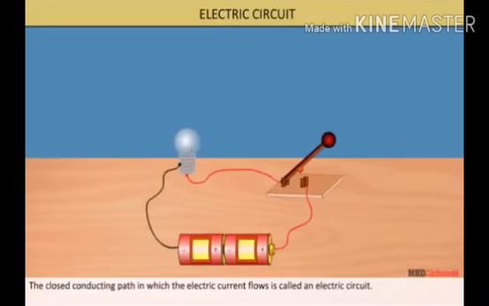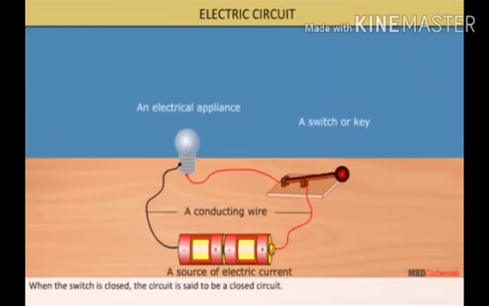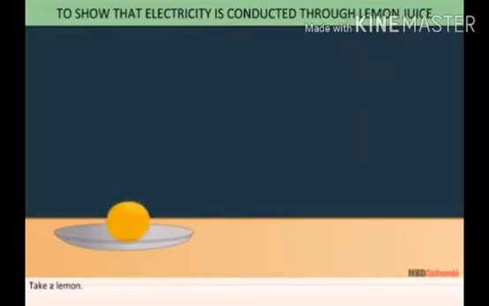Electric circuit. The closed conducting path in which the electric current flows is called an electric circuit. An electric circuit consists of a source of electric current, cells, etc., a conducting wire, an electrical appliance, bulbs, etc., and a switch or key. When the switch is closed, the circuit is said to be a closed circuit. In this condition, current flows and the appliance works. For example, the bulb glows. However, the circuit is said to be an open circuit when the switch is open and there is no flow of current.